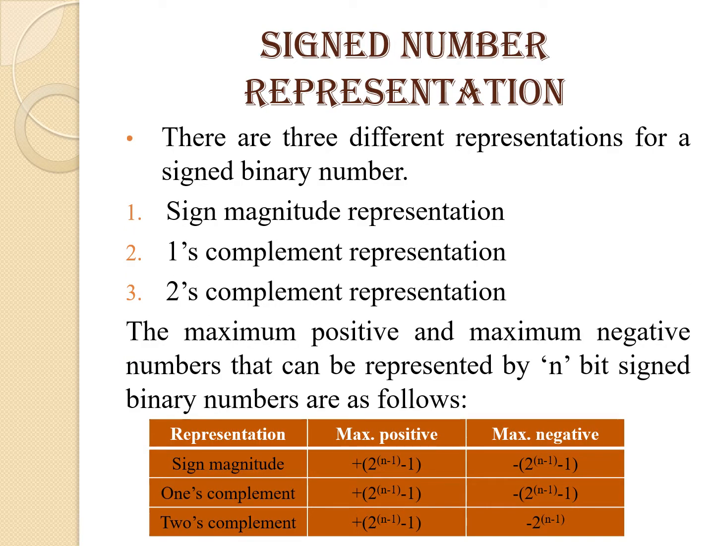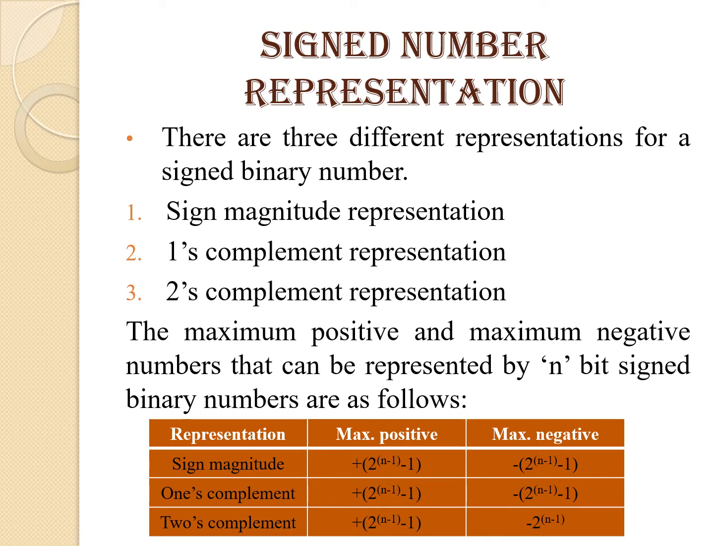First of all, we will go through the signed number representation. There are three different representations for a signed binary number. First one is sign magnitude representation, then first complement representation and second complement representation.